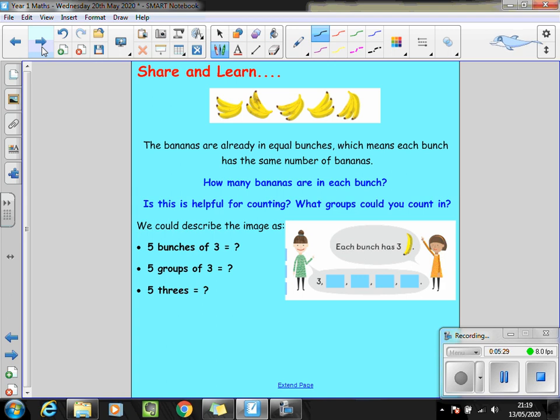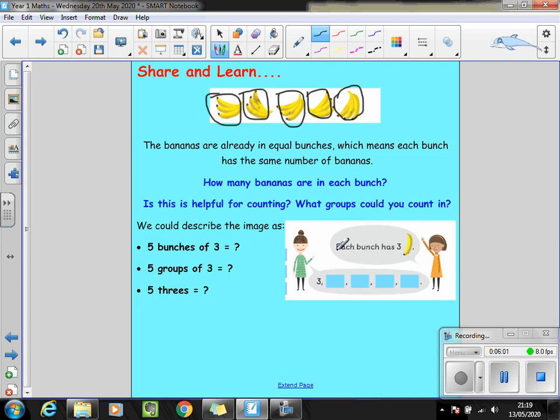So we need to learn how to count in threes. We could say there are 5 bunches of 3 bananas. 1 bunch, 2 bunches, 3 bunches, 4 bunches, 5 bunches. Or we could describe that picture as saying there are 5 groups of 3. We could even say there are 5 threes.